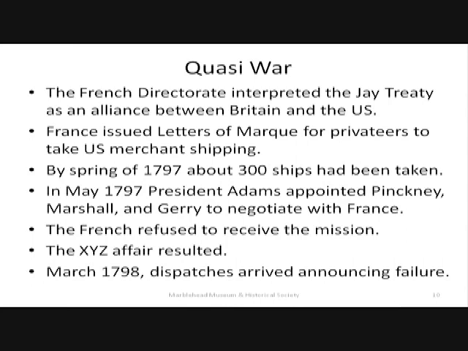By the spring of 1797, about 300 ships had been taken. Again, this is one of those where you get all kinds of numbers. I've seen numbers as large as 1,000. At this point, the president appointed a 3-man committee. Pinckney was already in Europe as an ambassador. Marshall and Gerry was basically Adams's man. This was in the Adams administration. Gerry was Adams's man to negotiate with France. The French wouldn't even receive the mission in the country.